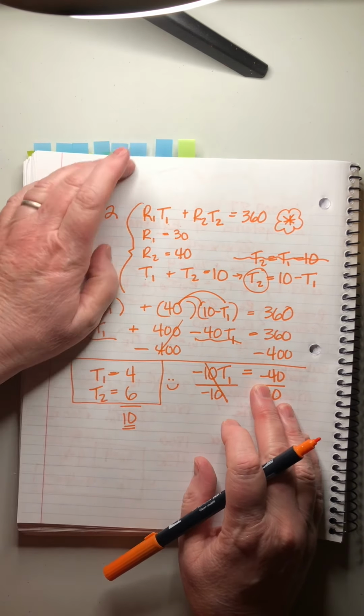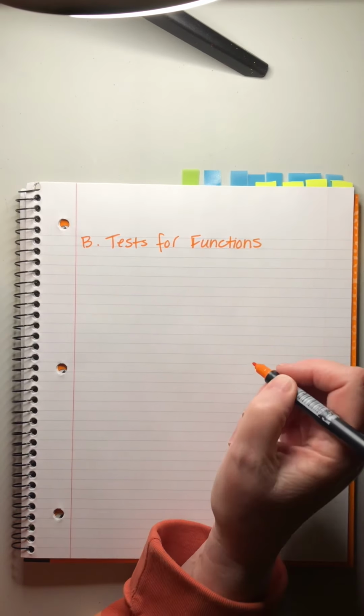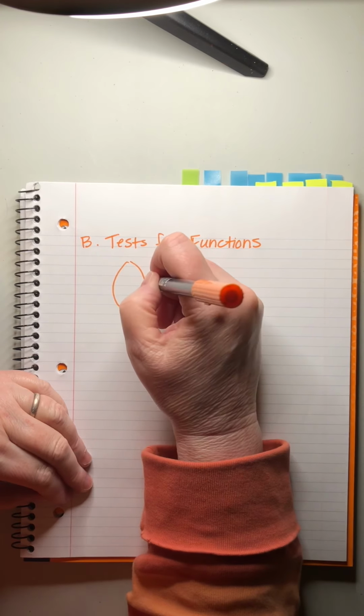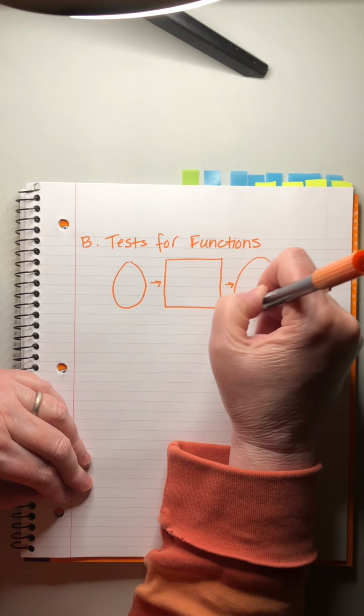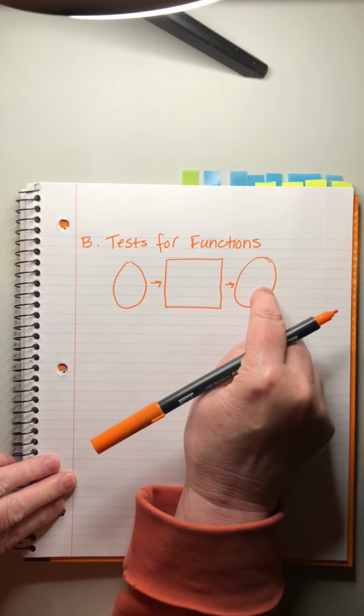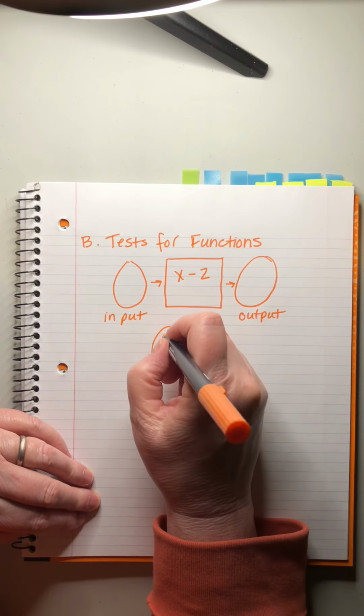Part B. Tests for functions. This is another baby step that I really enjoy. Okay, we talked about functions as this whole sausage machine thing. Oh no, I didn't really talk about that. It's a machine though, right? Where we have input and we have output, right? And we have a function in here like x minus 2, right? And we'd take all our x values, we'd put them through this machine, and then we'd get our matching y values.